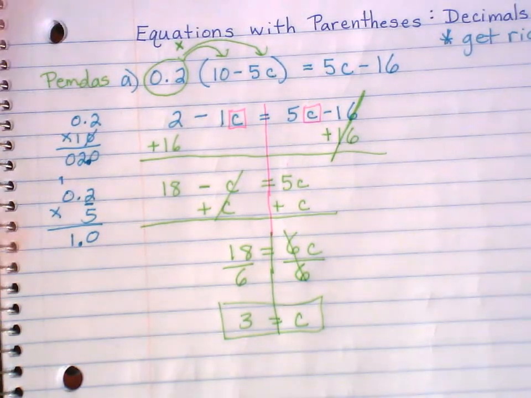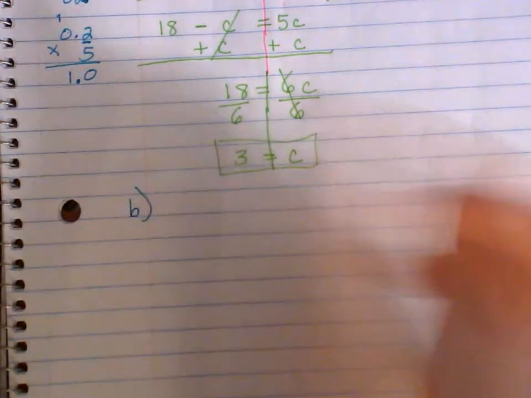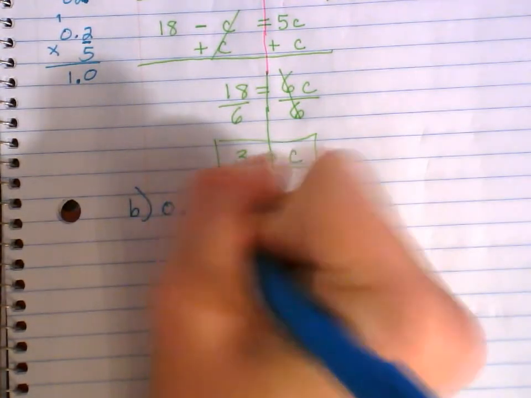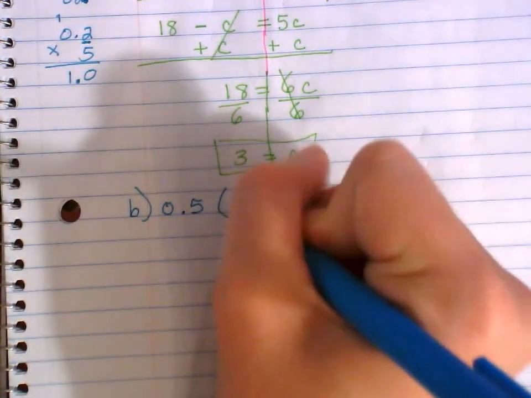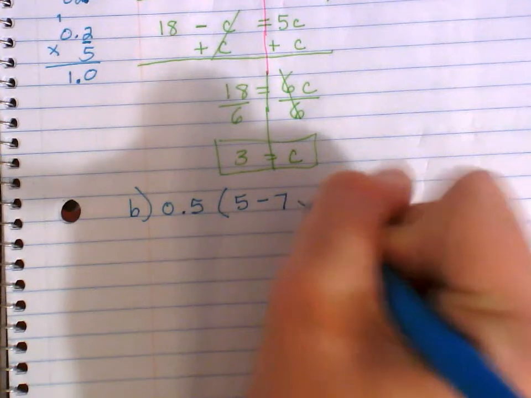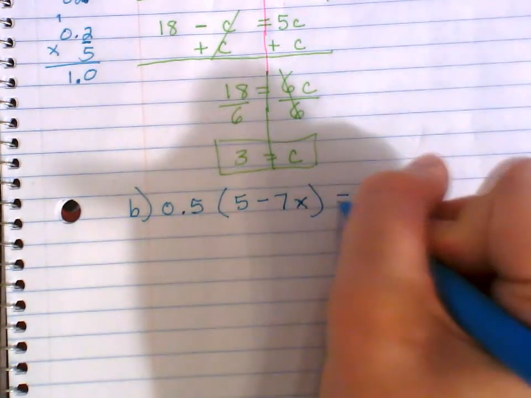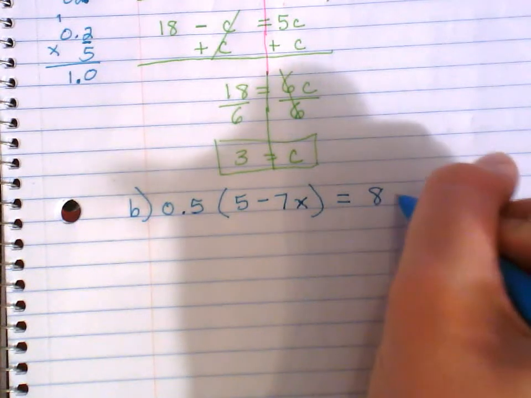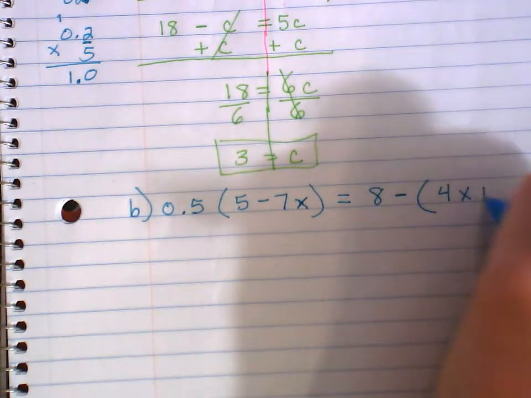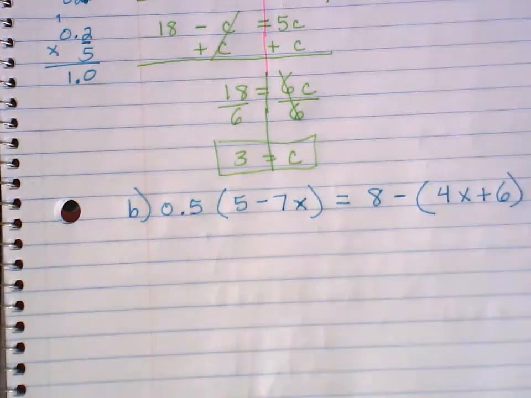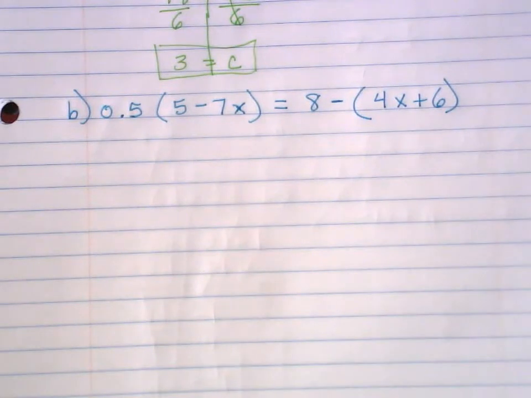Okay, so the second one I want you to try and just use the video for support. So 0.5 times quantity 5 minus 7x equals 8 minus quantity 4x plus 6. Okay, so write it down and then pause the video and try it.